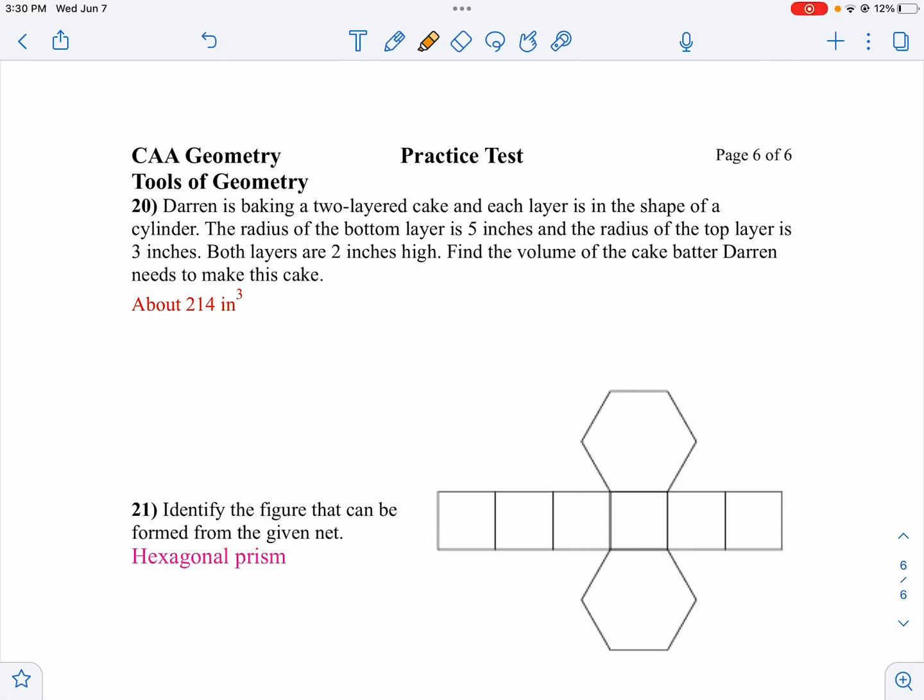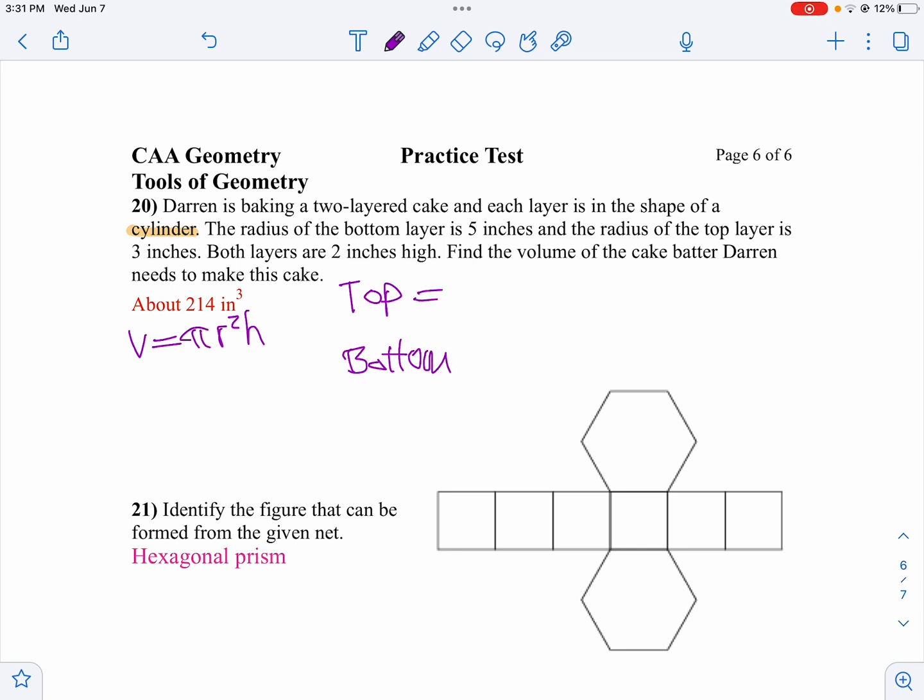On question 20, you're making a two-layer cake in the form of a cylinder. You need to know all your formulas for this test. I'm not giving you any formulas. The formula for a cylinder is pi r squared h. Now there's two layers. We've got a top layer and we've got a bottom layer.